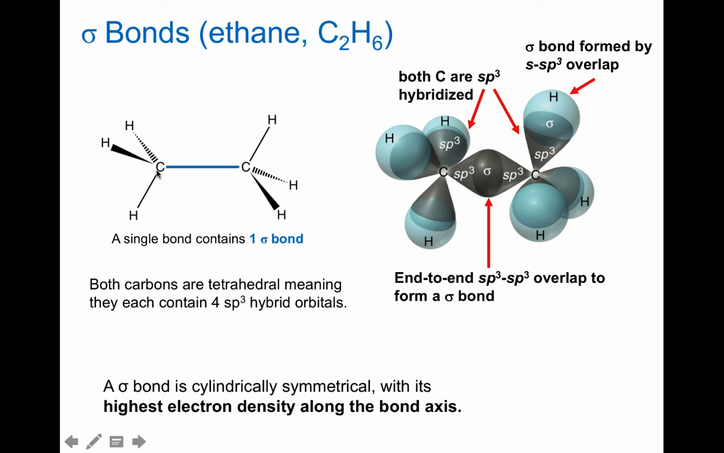Each of these carbon atoms has 4 groups of electrons around it, 1, 2, 3, 4. So it has tetrahedral electron group arrangement, meaning each of these carbons has 4 sp3 hybridized orbitals. Each of those sp3 hybridized orbitals is used to make a bond to another atom. The sp3 hybridized orbitals between the two carbon atoms have direct end-to-end overlap, which represents the sigma bond. Each of these bonds between carbon and hydrogen also represent sigma bonds.